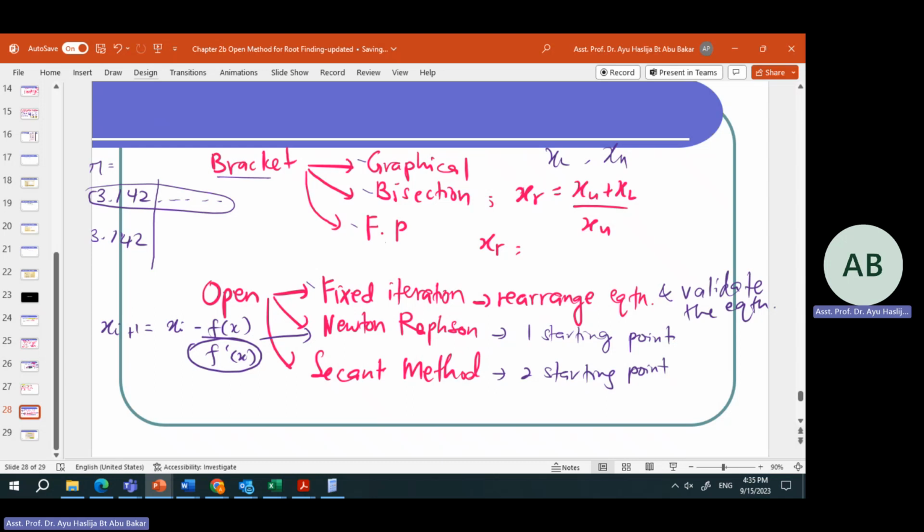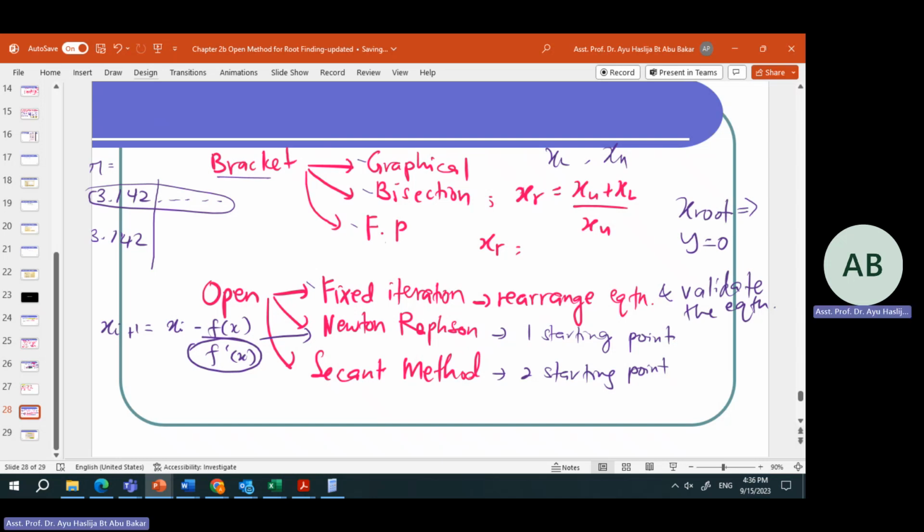Any more question? Clear? The main target is to find the root XR. Main target is always to find the root when y equals to 0.